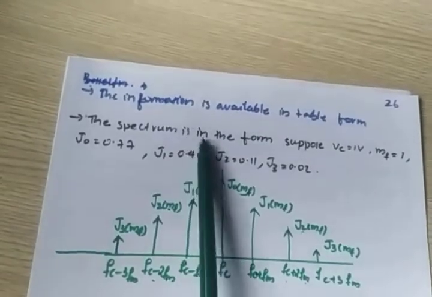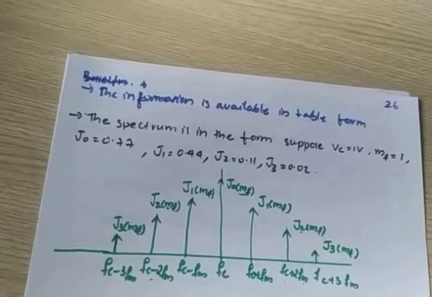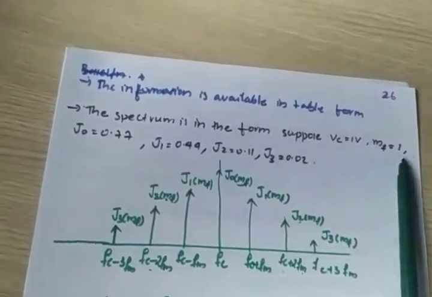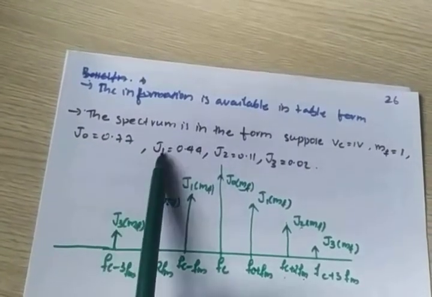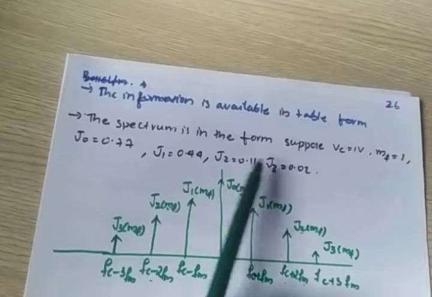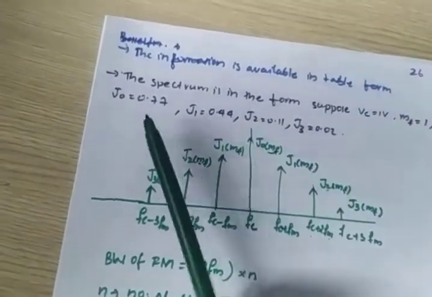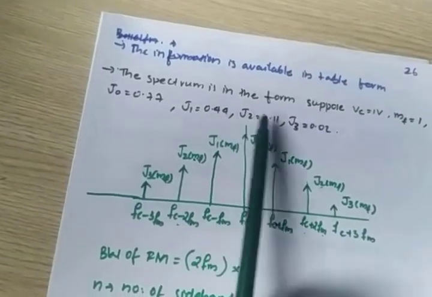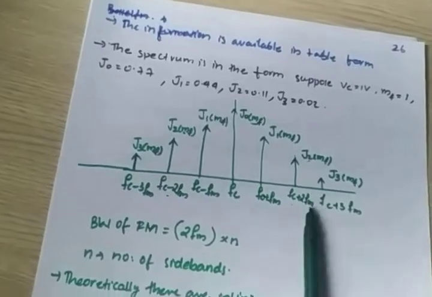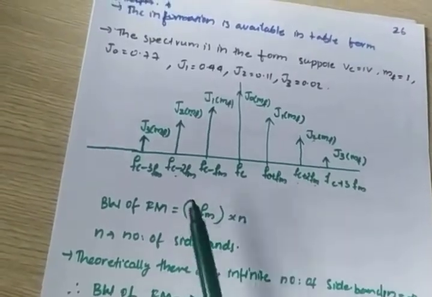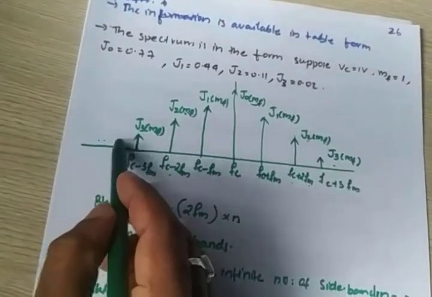So the spectrum is in this form. Suppose the carrier voltage is 1 volt and beta or MF is 1, and it is given that J0 is 0.77, J1 is 0.44, J2 is 0.11, J3 is 0.02, like that. Then, as J0 has the maximum amplitude, J1, J2, J3 are decreasing. So this is the general spectrum. So what is the bandwidth? It goes on the upper side and the lower side like this.